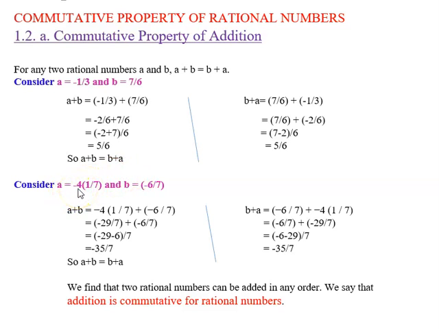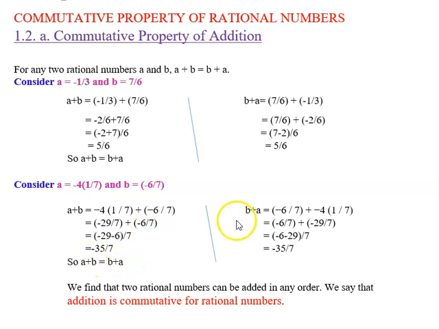Consider a equal to negative 4 1 over 7 and b equal to negative 6 over 7. Now we'll add a plus b. So, a is negative 4 1 over 7, then b is negative 6 over 7. Since it's a mixed number, first we are converting it to a rational number. So, 7 times 4 is 28 plus 1 is 29. So, negative 29 over 7 plus negative 6 over 7. Now since the denominator is 7 in both, we are taking the common denominator and adding the numerators. So, negative 29, negative 6, so you will get negative 35 over 7. So, this is a plus b.